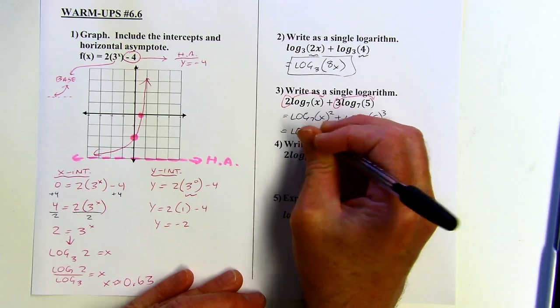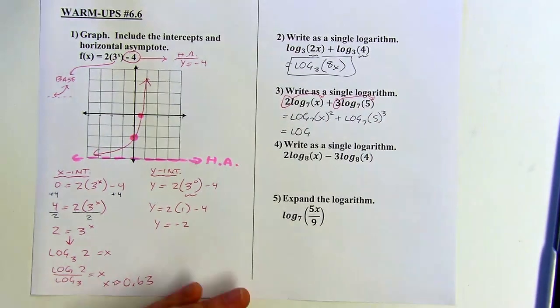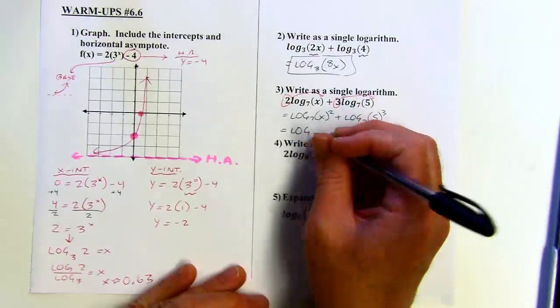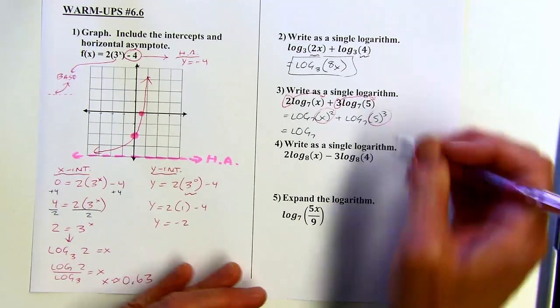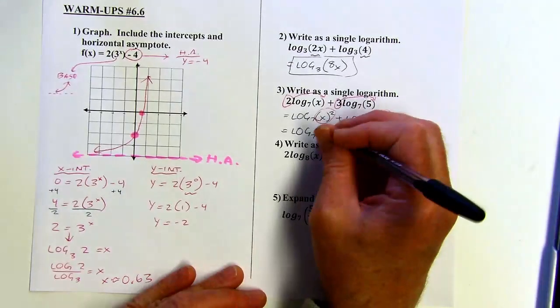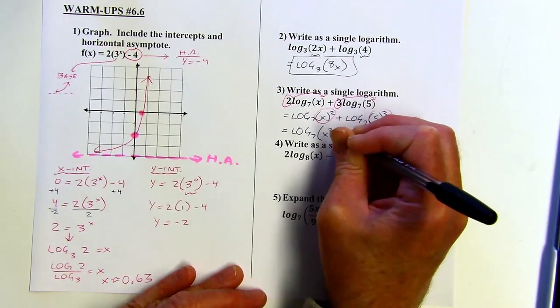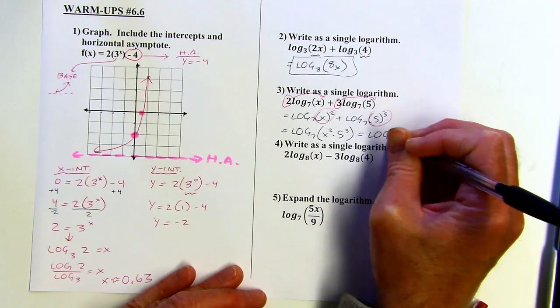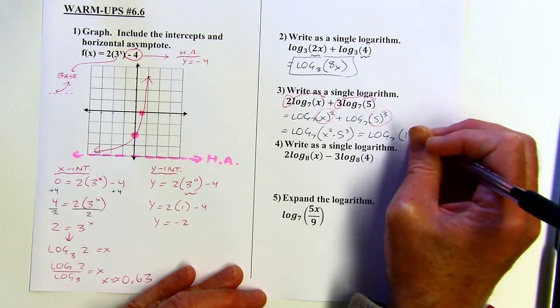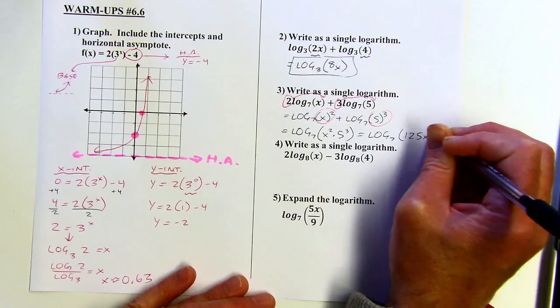So again, we're adding. That means we're going to be multiplying the contents. So I'm still going to have a base of 7, and I'm going to take x squared and multiply that by 5 to the third. Okay, 5 to the third is 125. So I can simplify this a little bit further. That would be 125 x squared.